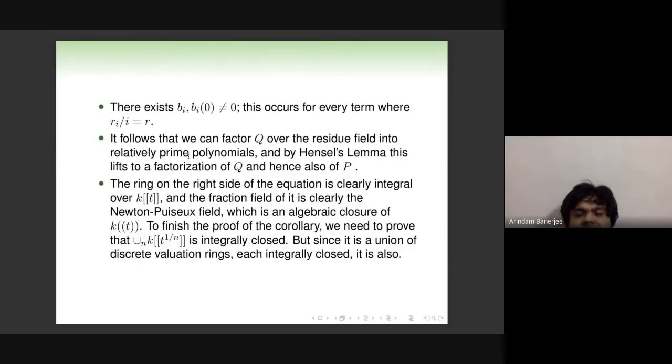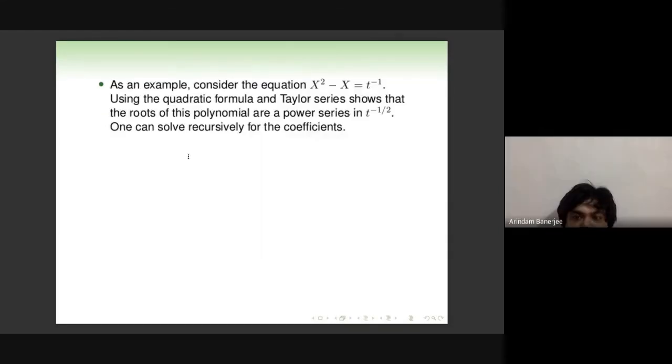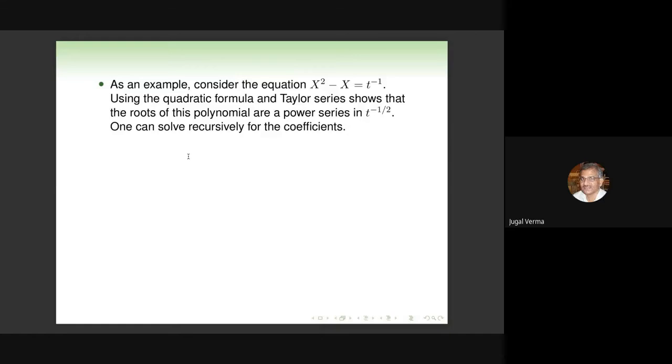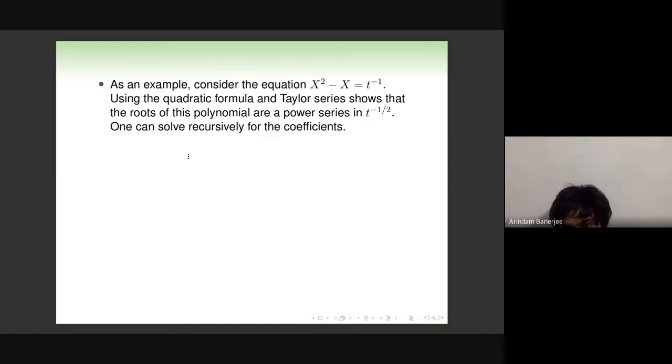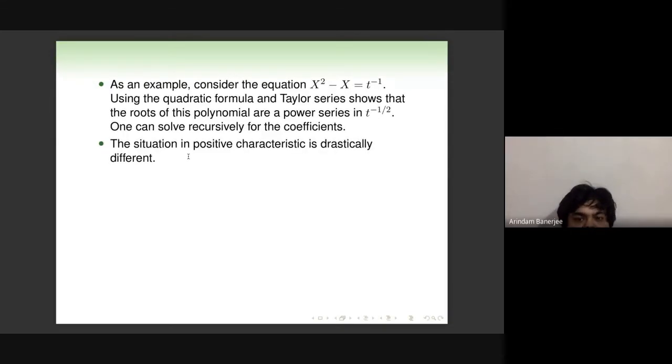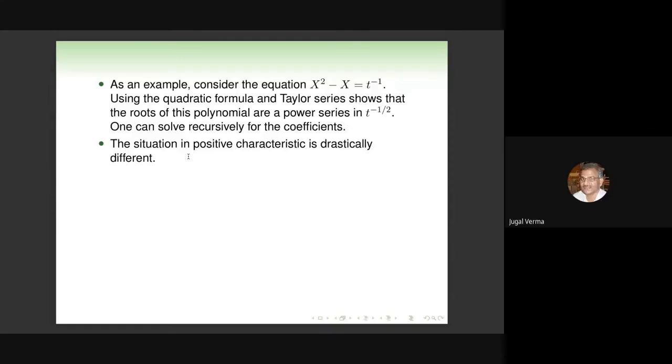Note that this actually gives a complete description for the power series ring in one variable in characteristic 0. However, in characteristic p, the picture is really different. As an example, consider this equation which we talked about earlier: X^2 - X = T^(-1). Using the quadratic formula and Taylor series, one can show that roots of this polynomial are power series in T^(-1/2), and one can recursively solve the coefficients. This is drastically different in the case of positive characteristic.